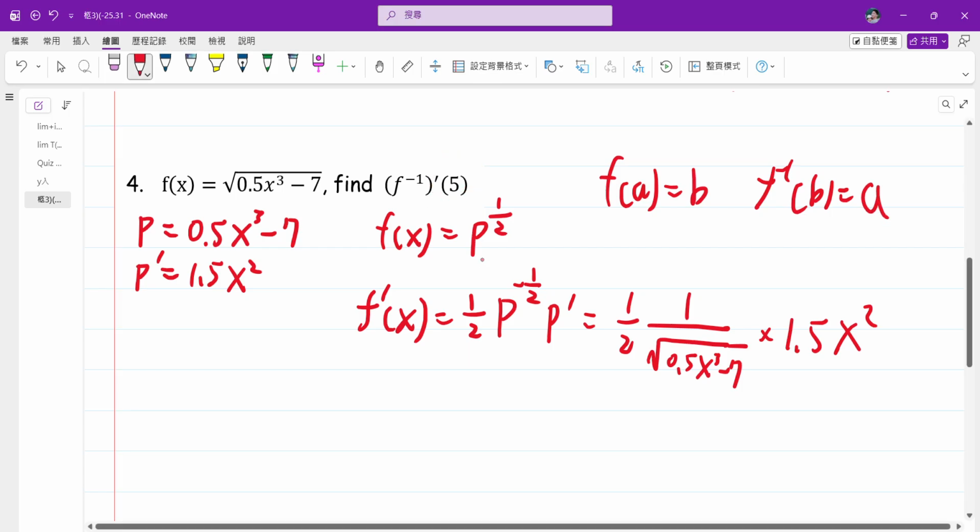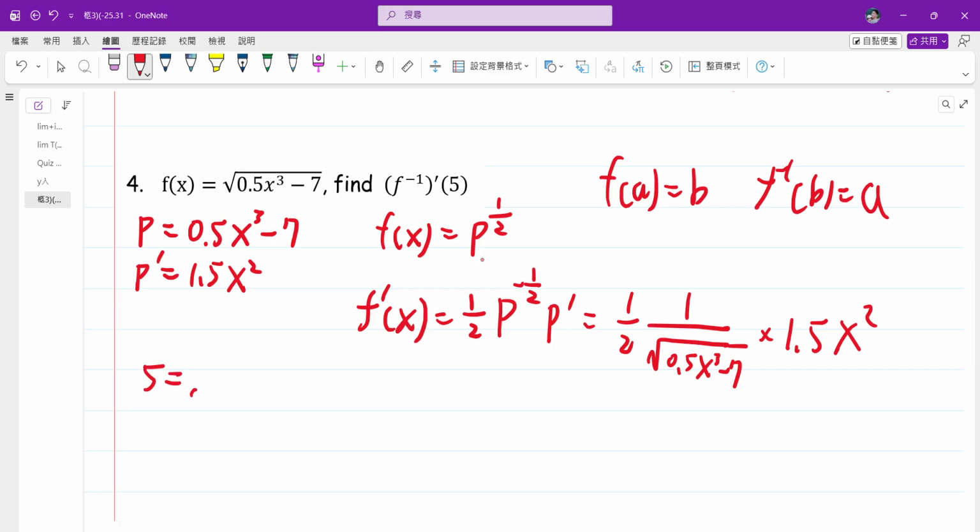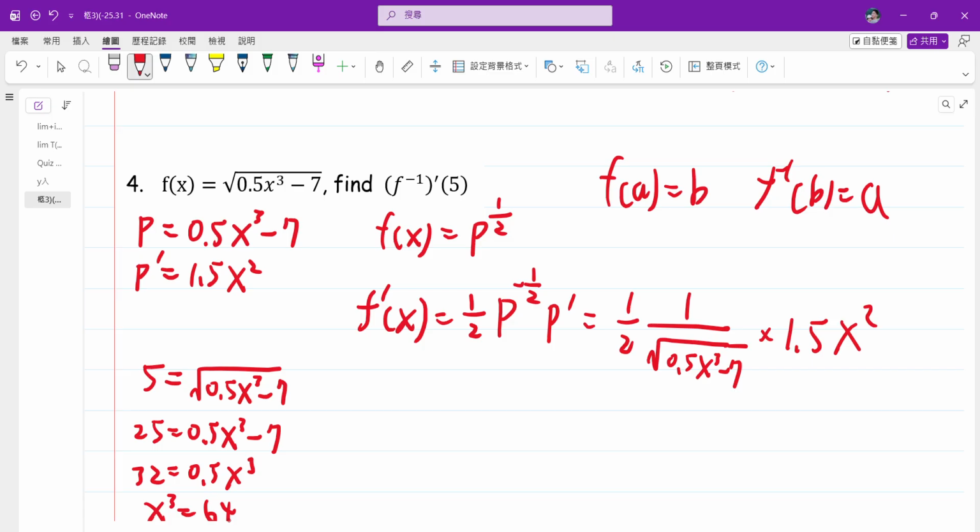Now b is 5. So we're looking for a. So you can say 5 equals the square root of 0.5 x cubed minus 7. So 25 equals 0.5 x cubed minus 7. So 32 equals 0.5 x cubed. So x cubed equals 64. So x equals positive 4. So our point is (4, 5). So here, a equals 4, b equals 5.